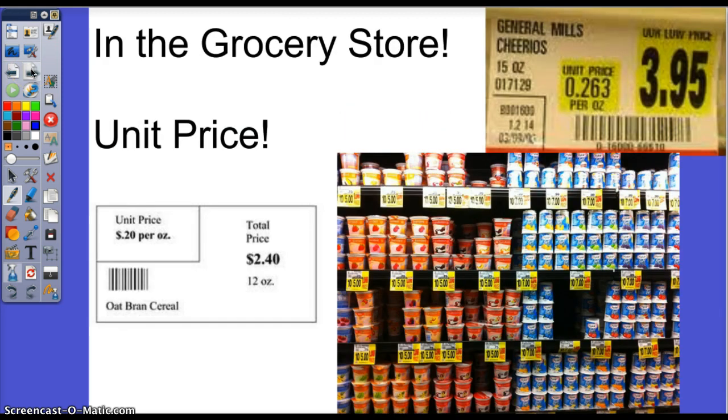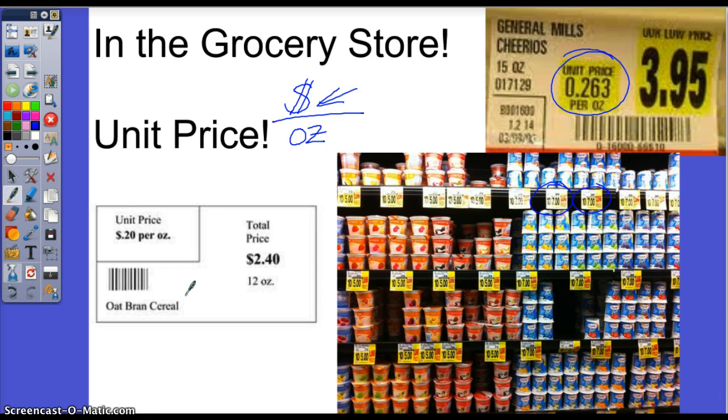So let's go ahead. First thing we're going to do is talk about unit price, which is very similar to unit rate, something you see more often. Think about the grocery store. Every single one of these tags that you see has a unit price on it. It is always the price per ounce. The money is always on the top. Here, this one's saying that the total price is $2.40 for 12 ounces.